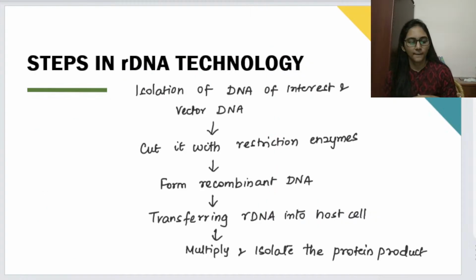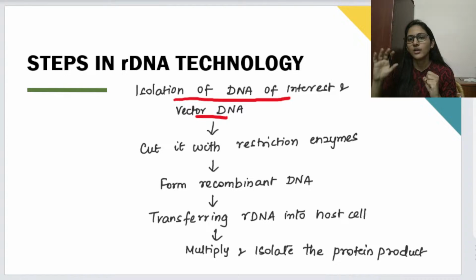Now, what are the steps? In gist, I will tell you the steps. One is the isolation of the DNA of interest and the vector DNA. I want to amplify one DNA of interest, so I am going to isolate it. Mostly it would be a human DNA of interest, right? So I am going to isolate the human gene of interest, and I also have to take the vector DNA.